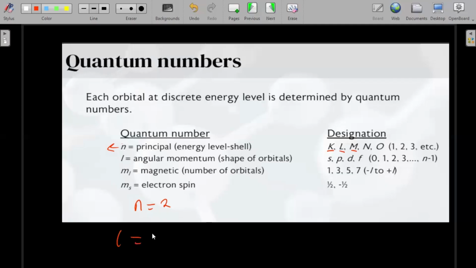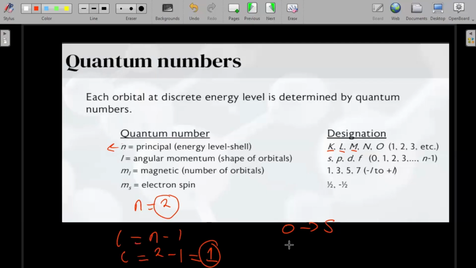We follow the formula n minus 1, where n is the principal quantum number. So if n is 2, meaning the energy level is 2, then l is 2 minus 1, which is 1. So your angular momentum quantum number is 1. If your angular momentum quantum number is 0, the type of orbital you are going to have is the s orbital.